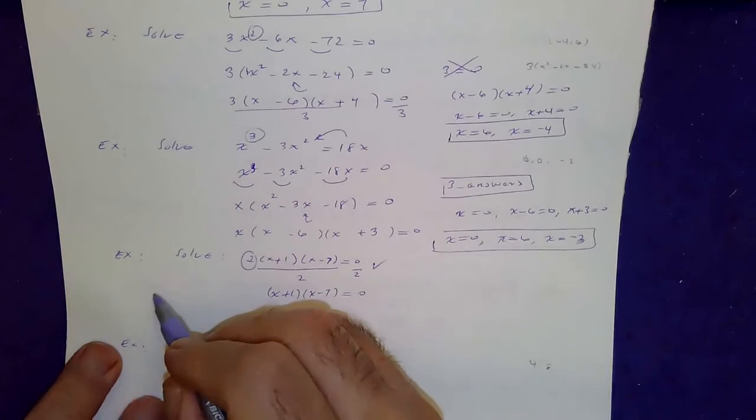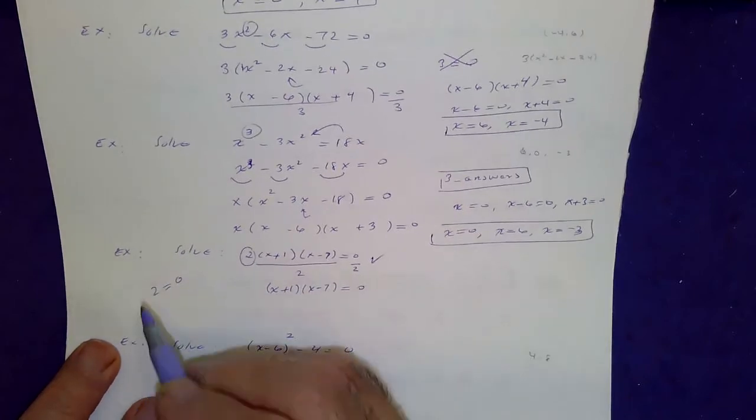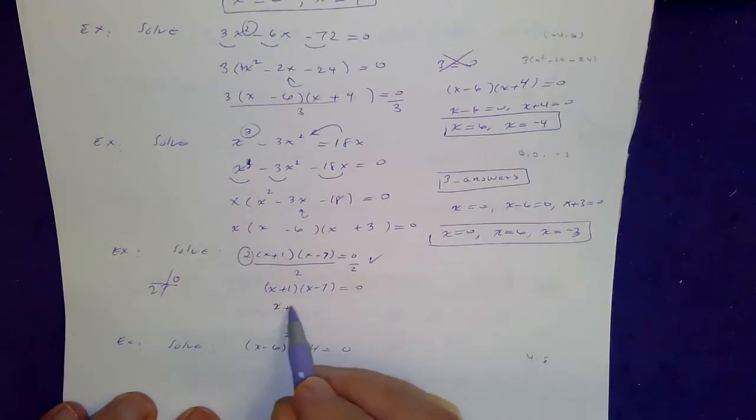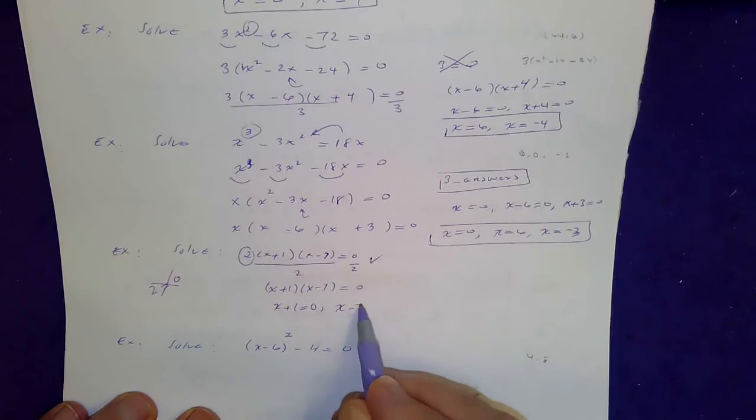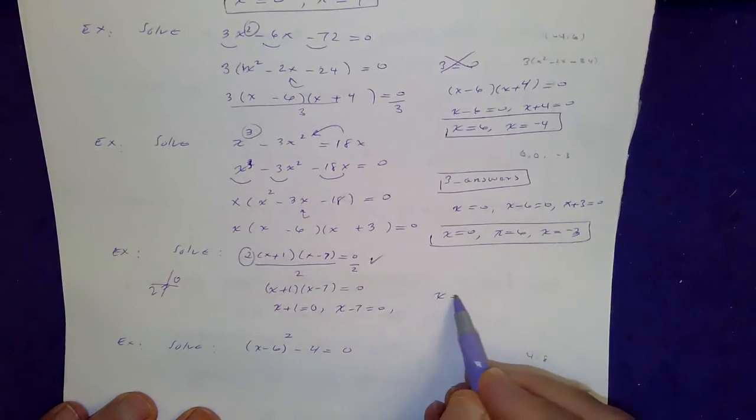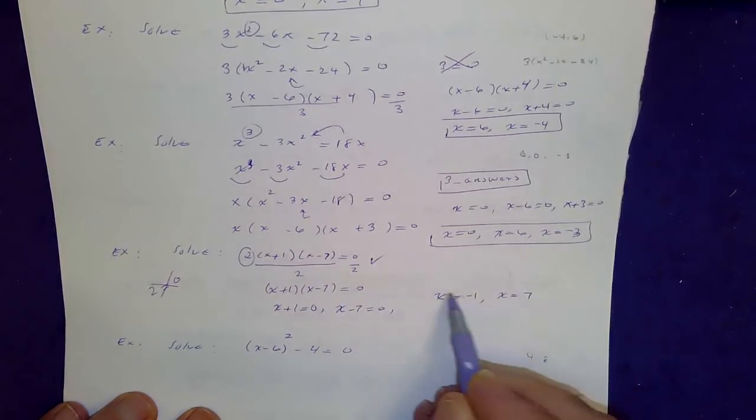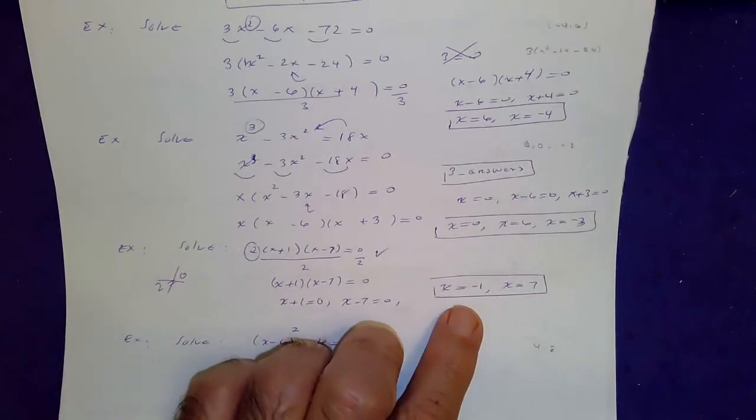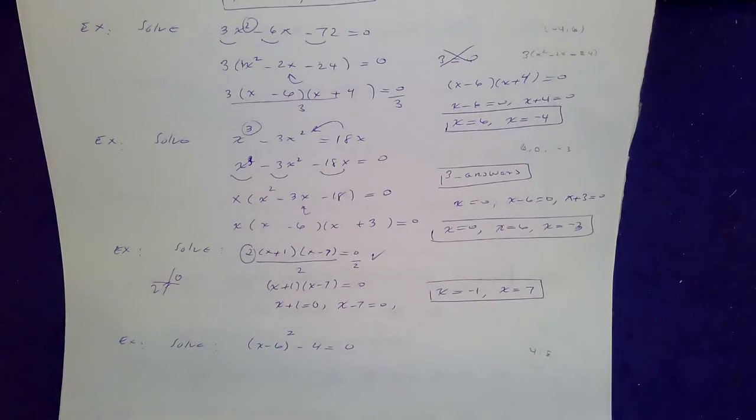So do not go by setting 2 equal to 0. That doesn't make sense, right? 2 is not equal to 0, never. So set each of these guys equal to 0 and get your two answers, -1 and 7. Box your answer. Notice 2 did not put any dent in my final answer. Do you see it?